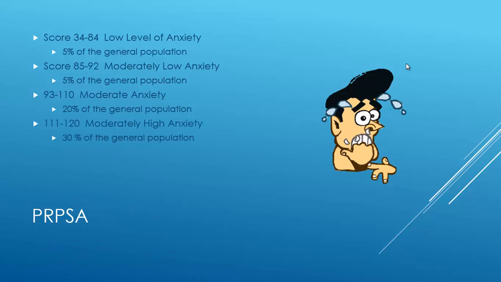From 110 to 120 is moderately high anxiety. This category represents 30% of the population. So as we look at moderate and moderately high, you've got 50% of the population. Statistically speaking, most of us probably should have scored in this general category, or at least half of us. But that's a significant portion of people. The last category is 120 to 170. These are people with very high anxiety, and this constitutes 40% of the population. And so 40% of the population, almost half, have very high presentation anxiety.